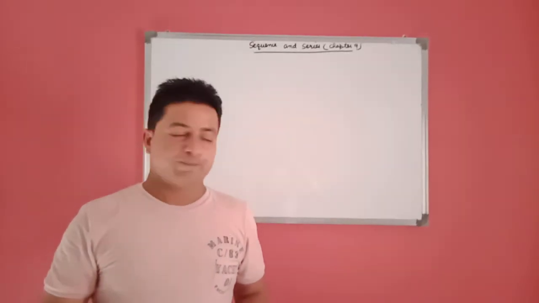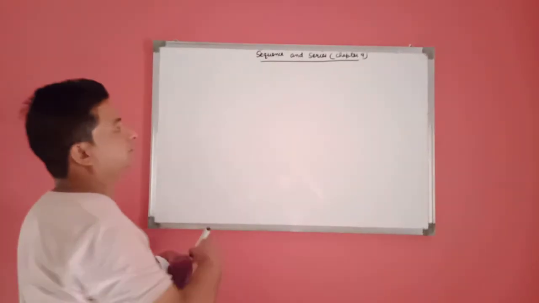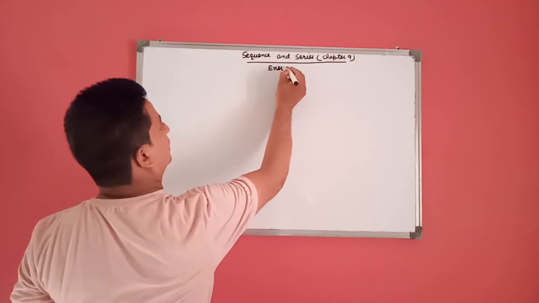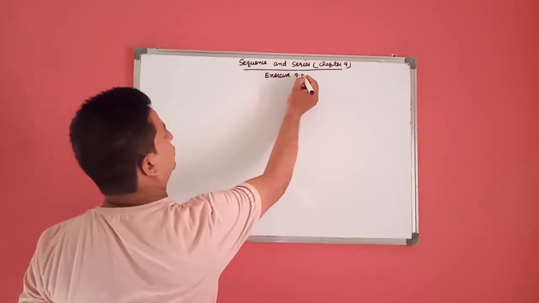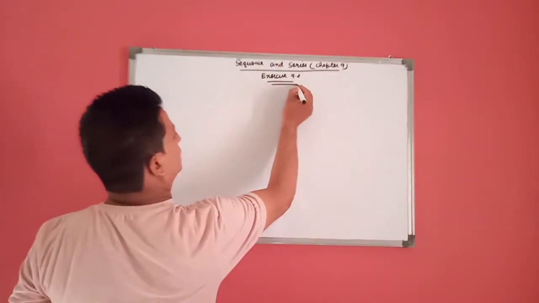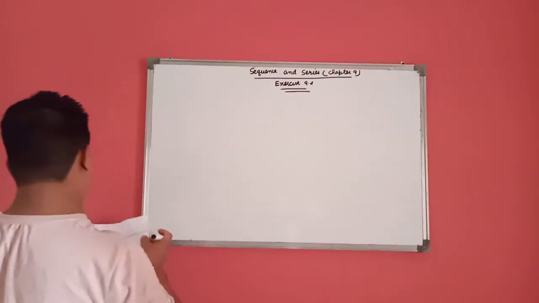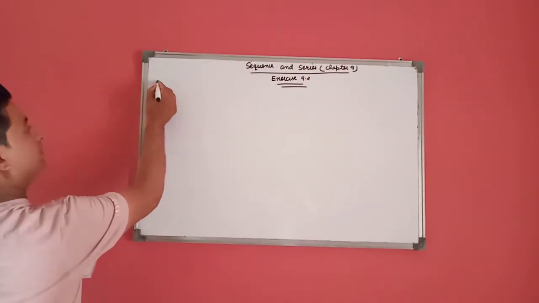Students, today we start exercise 9.2. Exercise 9.2, chapter is sequence and series. In this exercise we already did the first 6 sums.